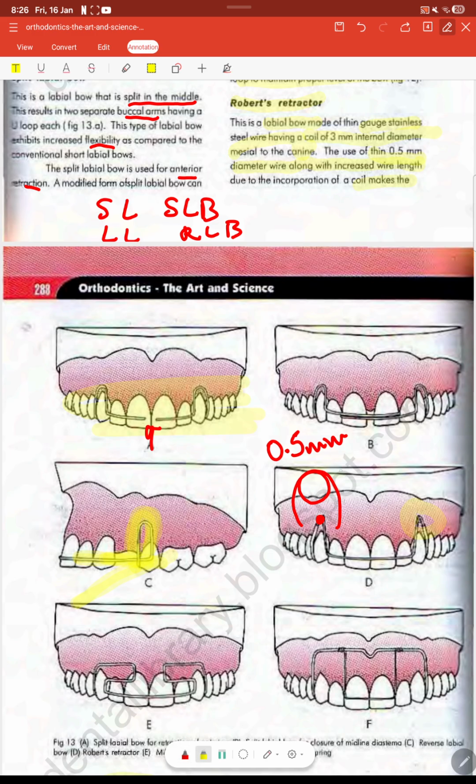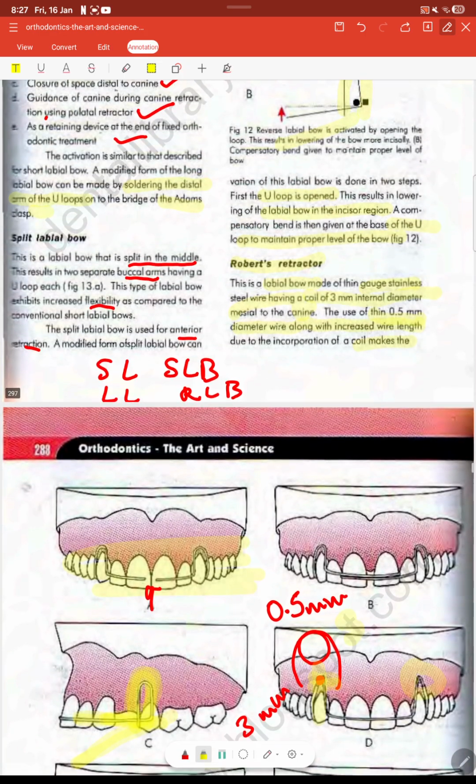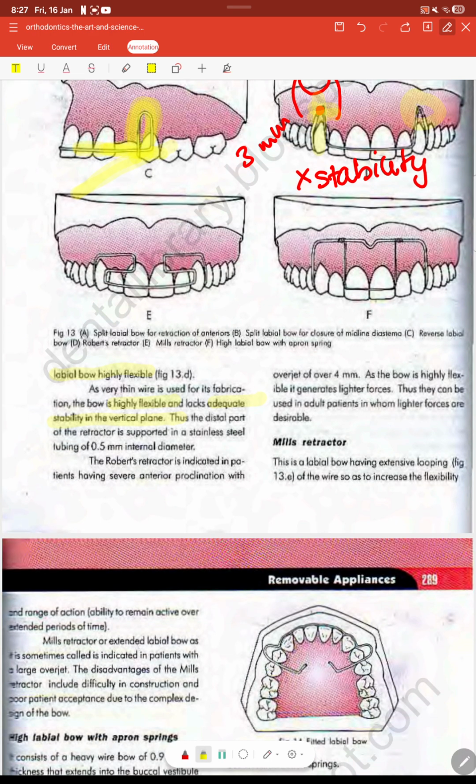So it has a coil of 3 mm internal diameter, a little bit mesial to the canine. The incorporation of a coil makes it more flexible. As a very thin wire is used in fabrication, the bow is highly flexible and lacks stability. So the main disadvantage of this Roberts retractor is that it does not have stability.